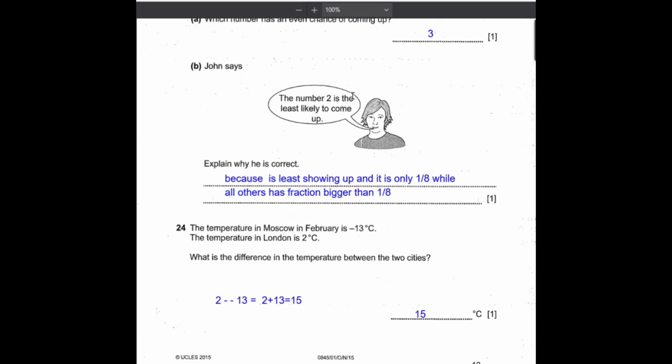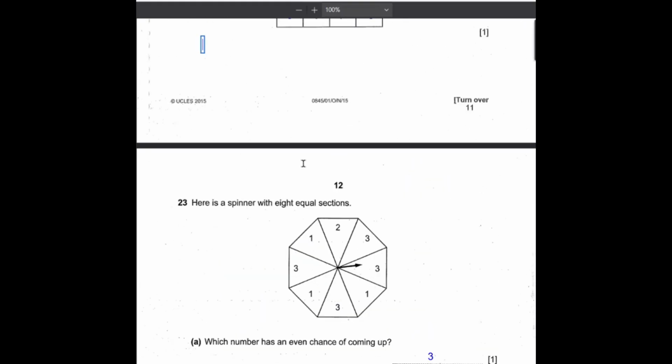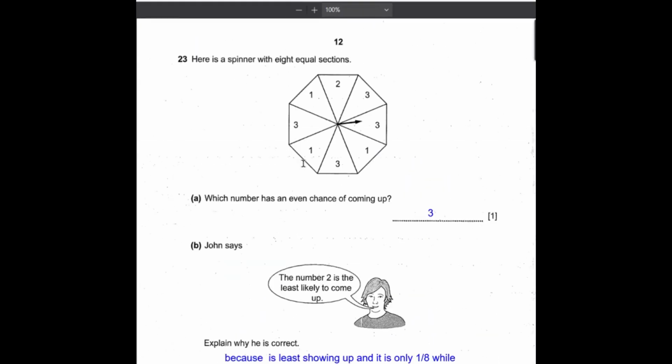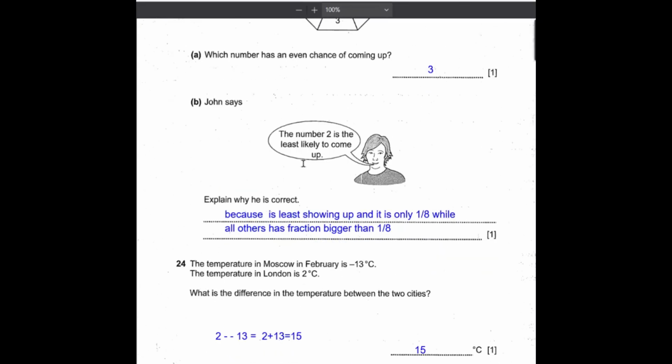Part B, we say John says the number 2 is least likely to come up. Explain why he is correct. Yes, according to what we said before, because 2 is the least showing up, and it's only 1 out of 8, while all the others have a fraction bigger than 1 out of 8. Because if we look at the 1, it is 3 out of 8. If we look at the 3, it is 4 out of 8.